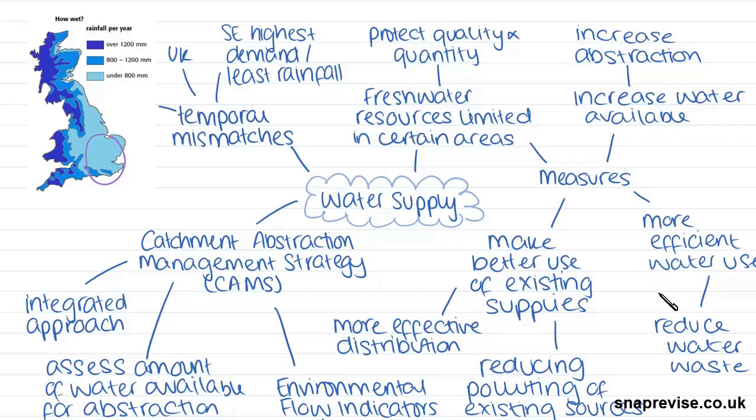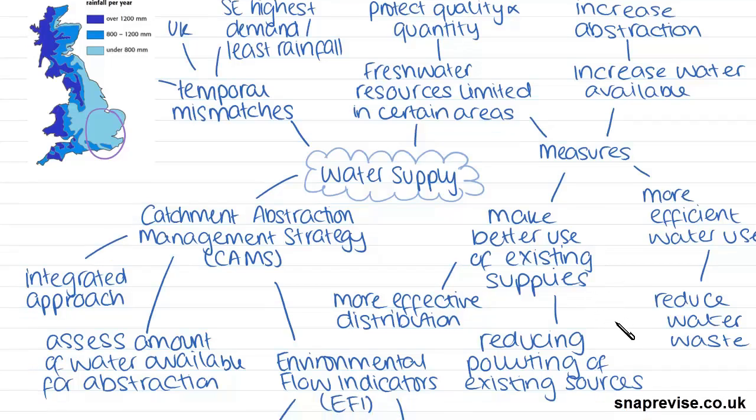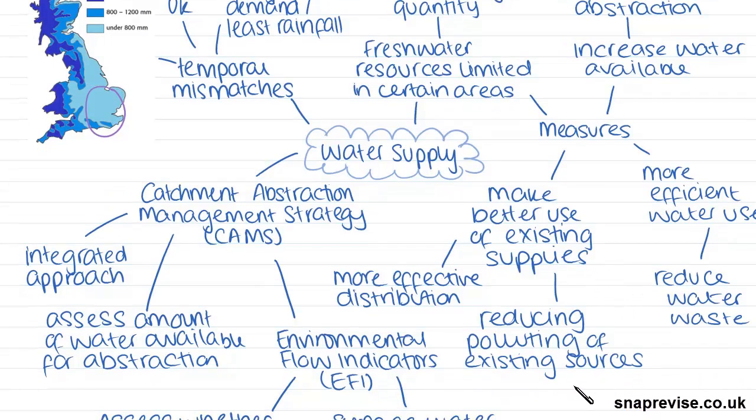Also using water more efficiently, for example, by reducing water waste, and also making better use of existing supplies by reducing the pollution of existing sources and also creating a more effective distribution of resources. So catchment abstraction management strategies is an integrated approach to manage the supply of water, and it's used to assess the amount of water available for abstraction, taking into account the environmental needs as well.